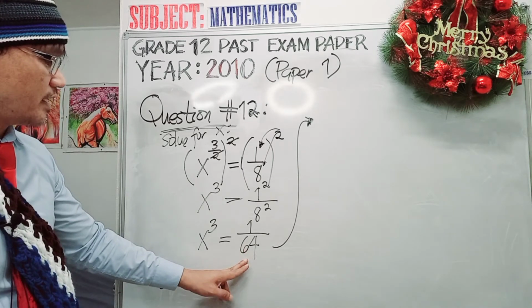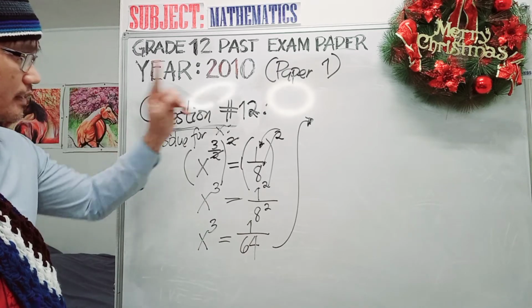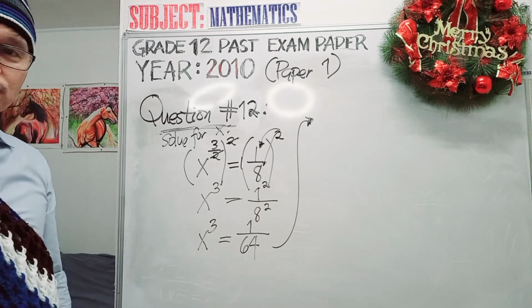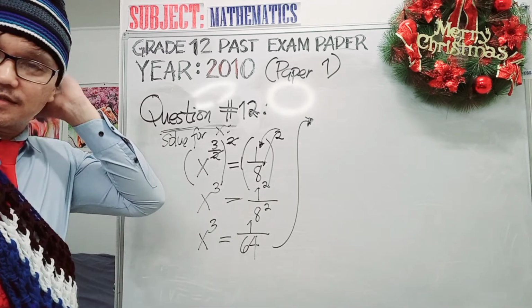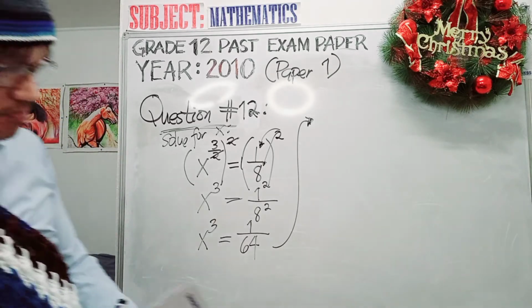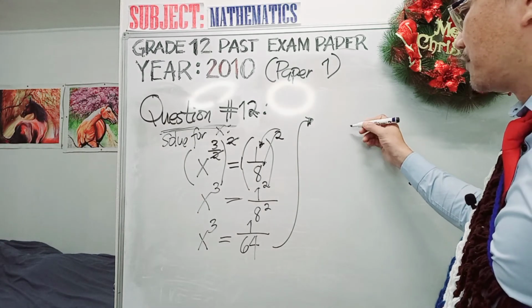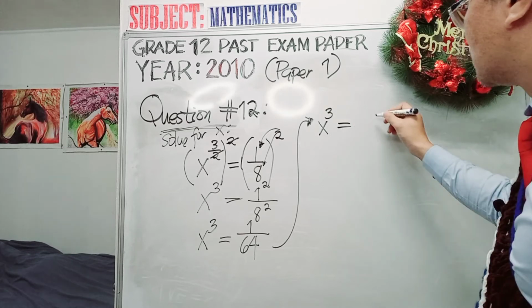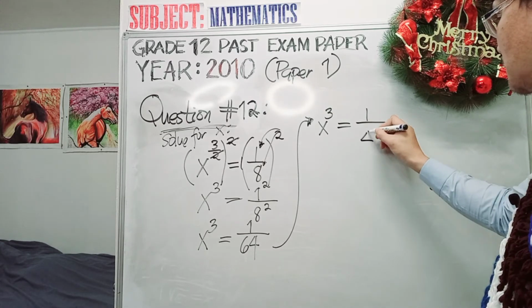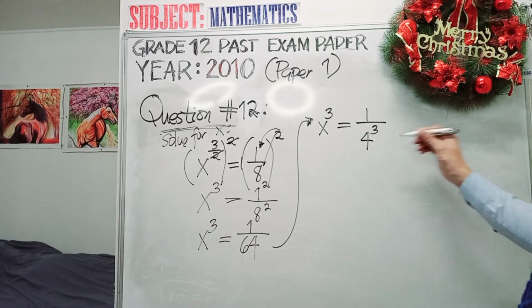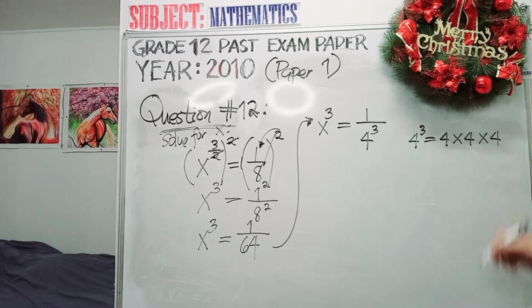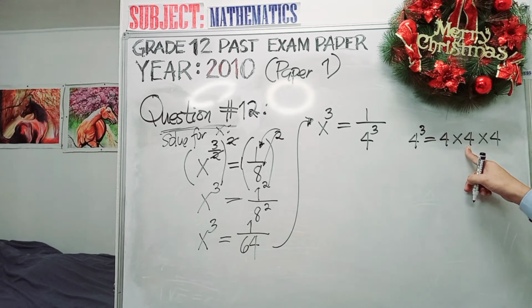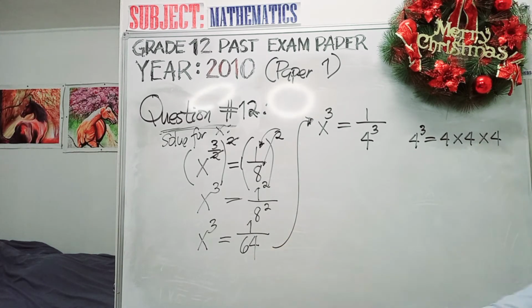You have to express 64 in which the exponent or the index is 3 so that you can eliminate this index 3 here. And then you have the value of x. It's not the base as 3, but the index is 3. So the possible one here is we have x to the power of 3 is equal to 1 over 4 to the power of 3. Okay? So when you say 4 to the power of 3, this is equal to 4 times 4 times 4. So 4 times 4 is 16. 16 times 4 is equal to 64.